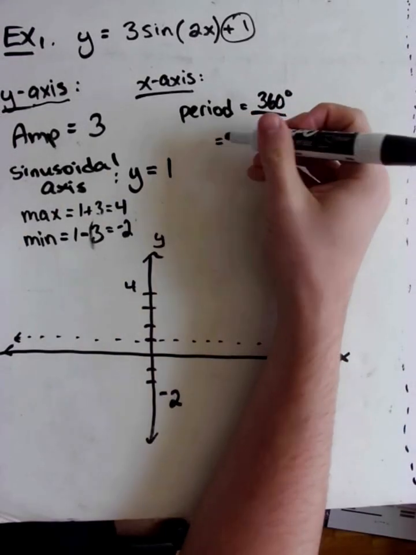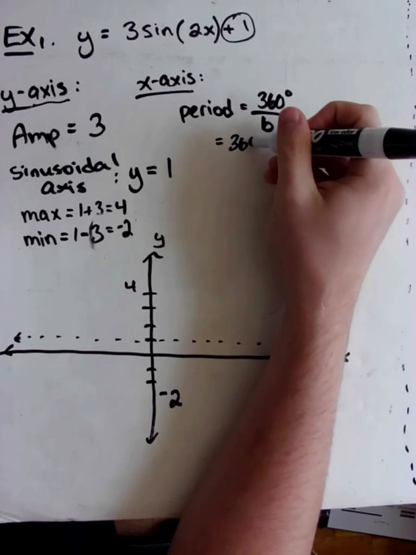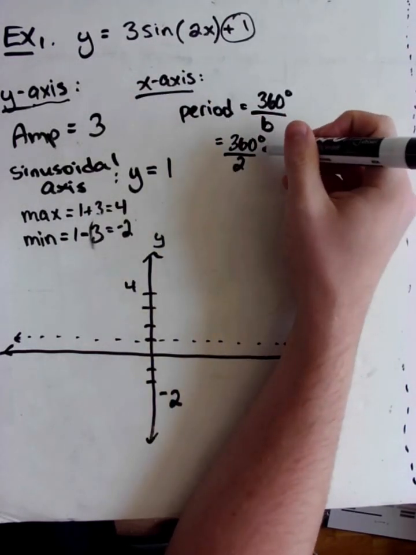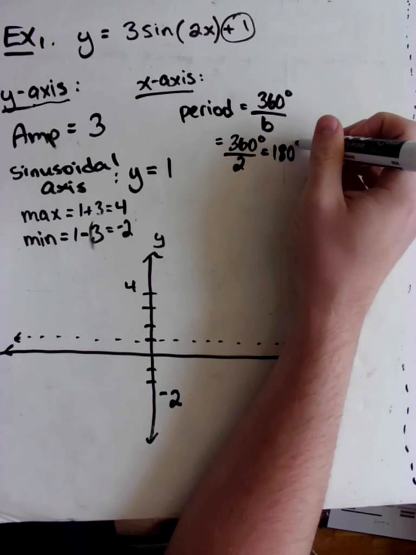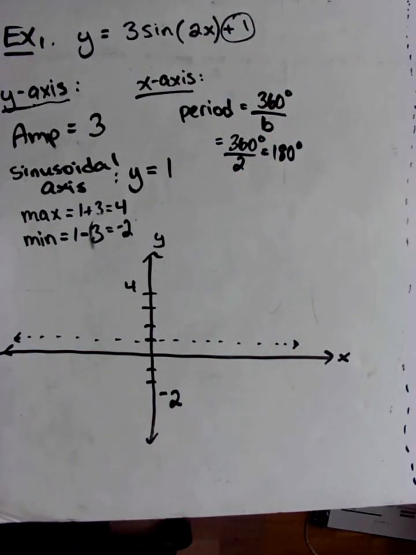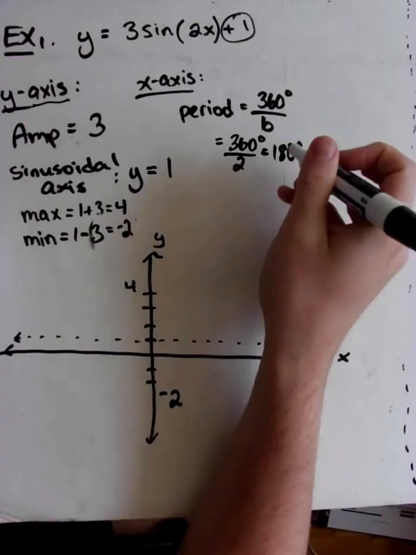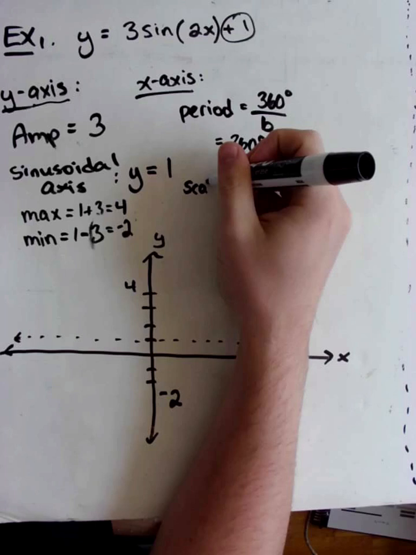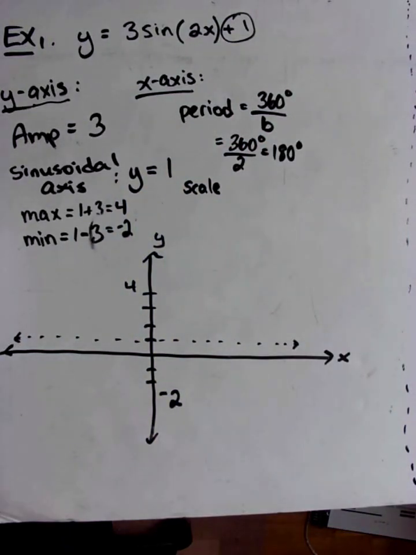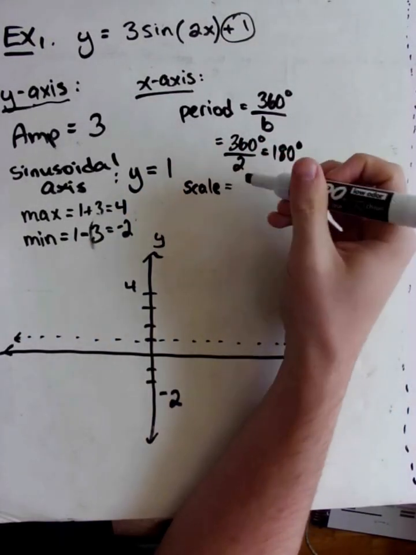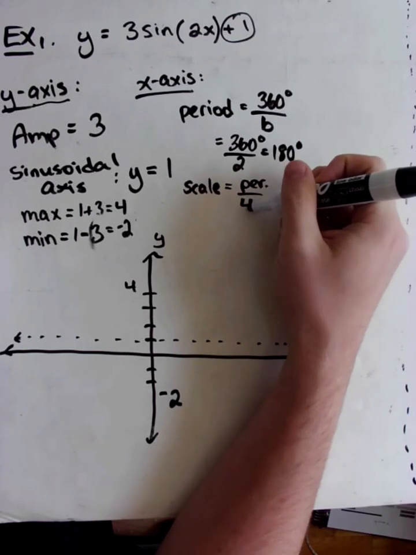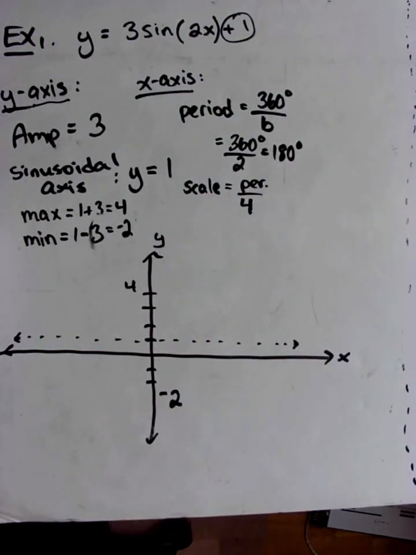So in this case, the period measurement is 360 divided by the 2 value there, and the period in our question is equal to 180 degrees. Now that doesn't mean anything just yet, but what that's going to allow us to do is take the period measurement and give us the scale for the x-axis. The scale for the x-axis is always going to be the period, and we're always going to divide that value by 4 for every single question.